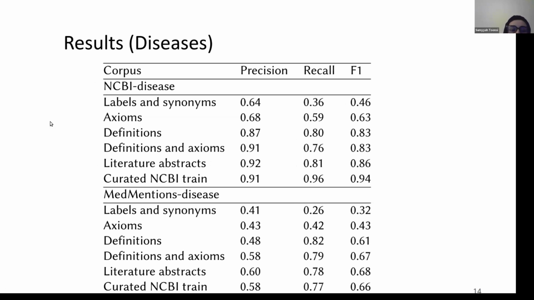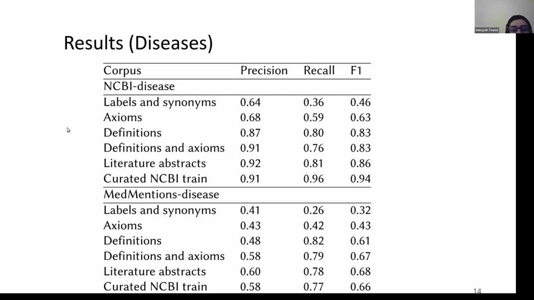Once you start including more things like axioms and definitions, then you start to see some improvement in the performance. We're talking about F1 score here, the harmonized measure of precision and recall. We start to see how it goes up. And then with literature abstracts, it's around 86, even higher than the definitions and axioms. However, when we see the supervised model that is trained on the curated NCBI training set, the score becomes really, really high, around 94%.